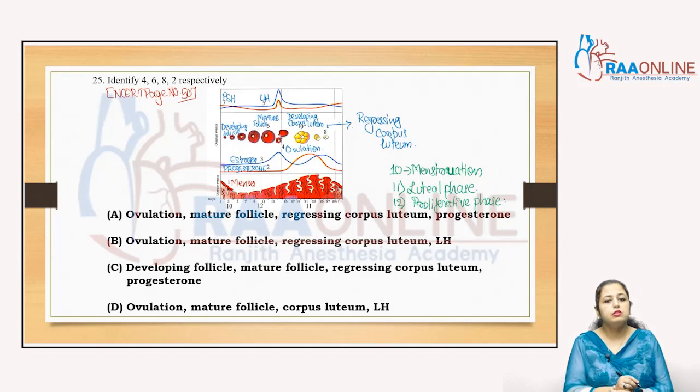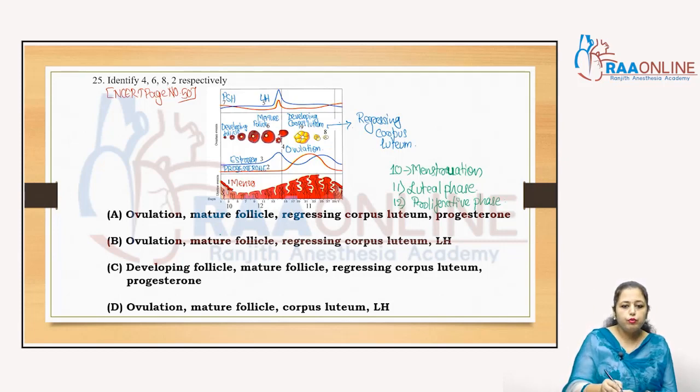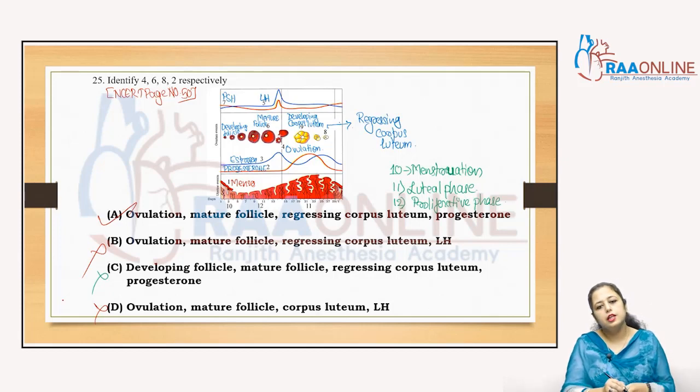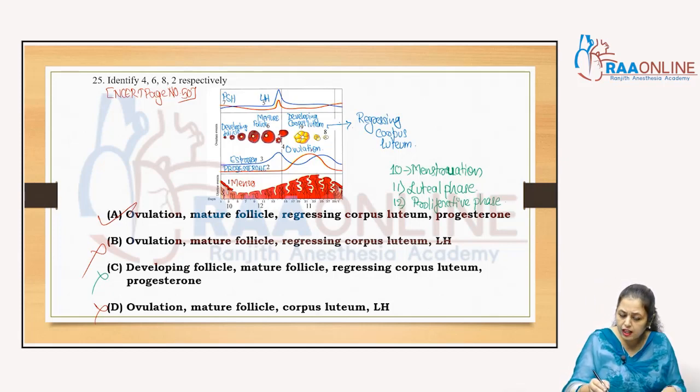Right, now 4, 6, 8, 2. 4 is the ovulation, that is given in that 3, right? Come to the 4, 6. 6 is the mature follicle, given in all threes. Then 8 is the regressing corpus luteum, right? So the D is also cancelled, it is given in both. And now what? 2, that is progesterone, so the answer is A. Clear?